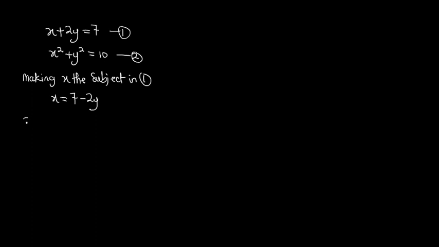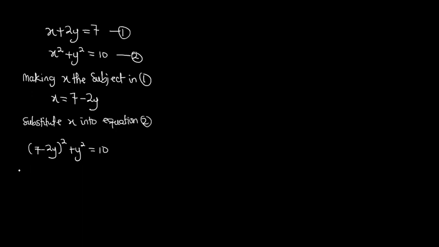From here, I substitute x into equation 2. Wherever I see x, I should place 7 minus 2y. So I have 7 minus 2y in place of the x, squared, plus y squared is equal to 10. From here, I can expand this bracket, and then solve for y.